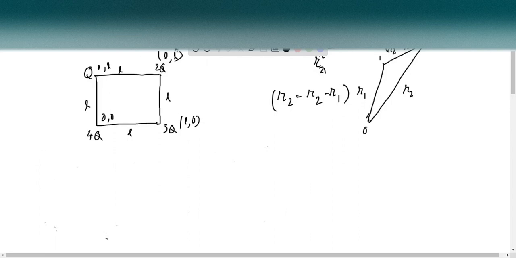Wait, I have to select the pen. Yeah, fine. Let's do it.